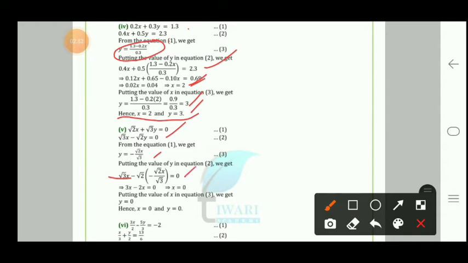On solving this we get x is equal to 0. Now putting this value in equation number 3, we get y is equal to 0. So we have x is equal to 0 and y is equal to 0.